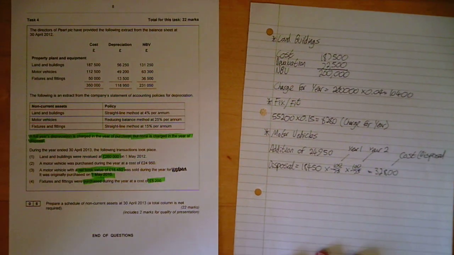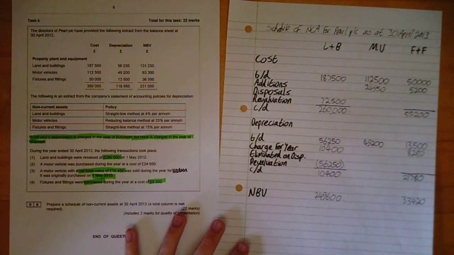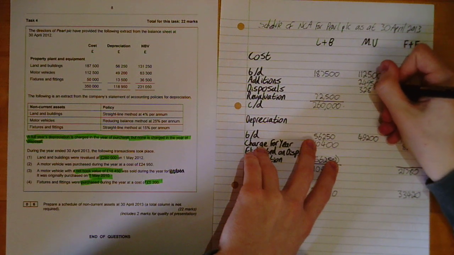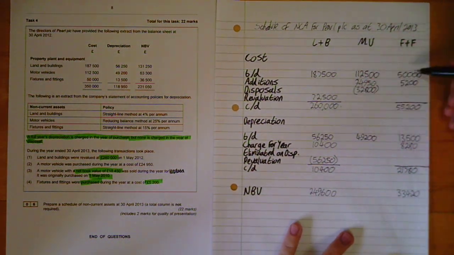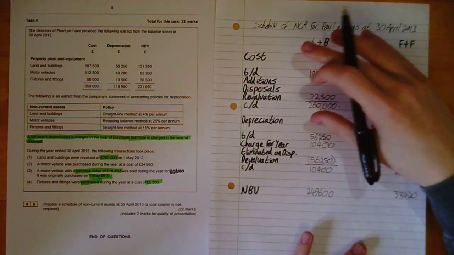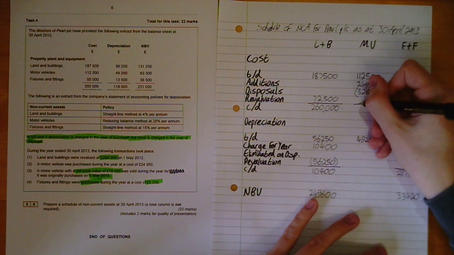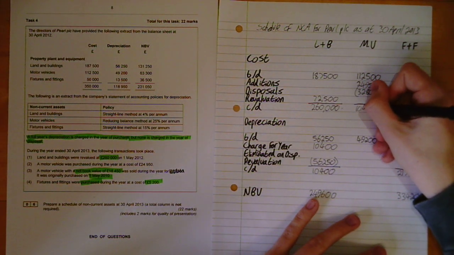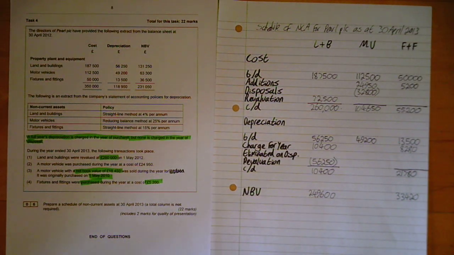So we can put that straight in. Disposals 32,800. Everything up here is dealt with cost. There's no sort of net book value up here. It's all cost. So we didn't have any revaluation. So we're just going to total that all up, and we're going to get 104,650. Easy enough.